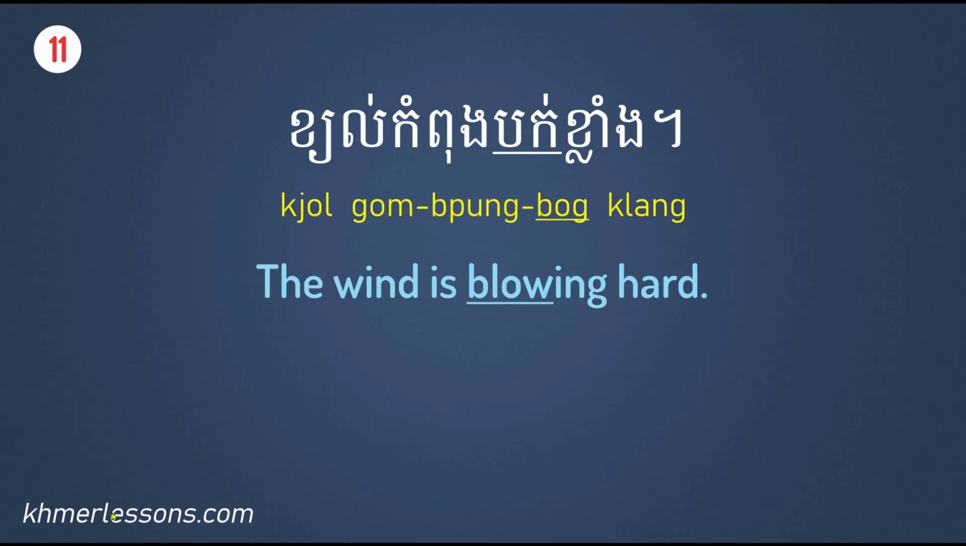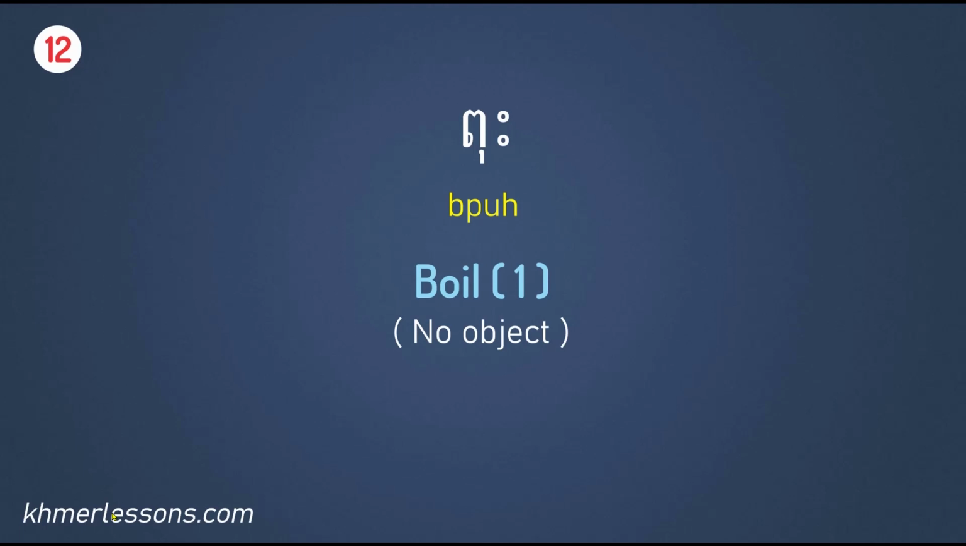Actually, the use of khlang in English and Khmer is a bit different. With the word hard, you say heavy rain. Blowing hard, but in Khmer you just use the word khlang. The right meaning of the word khlang is strong, so in Khmer we say the wind is blowing strong. So don't be confused, khlang is not the word hard or heavy, khlang is strong.